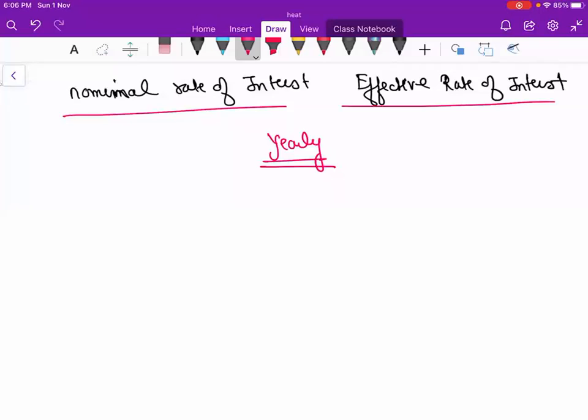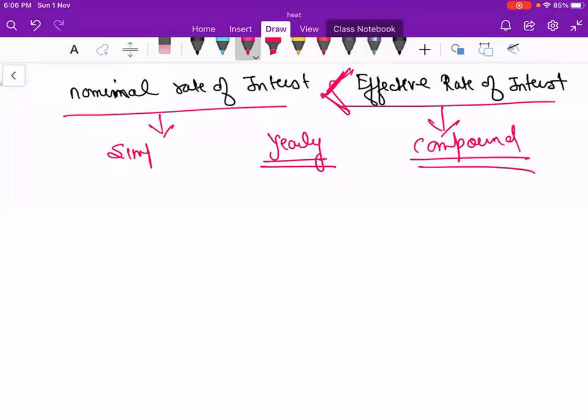Effective. Okay, some are writing nominal same. How can they be same? Effective is greater. I told yesterday only. Still, so many students are confused. Effective is for compound interest, I told, and nominal is for simple interest. So we have seen that compound interest is greater than simple interest. Okay. So remember this point.